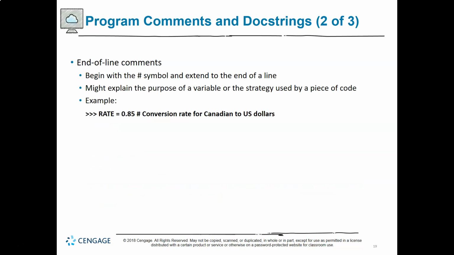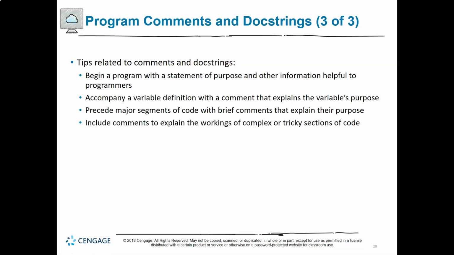And then we actually have another type. We can actually put these at the end of a line to explain something. So we can do the number symbol or the pound symbol, and we could say, all right, so rate equals 0.85, and then we could say, all right, but this isn't going to display anything on the screen, it's just embedded in our content, is the conversion rate for Canadian to US dollars. So it's a quick way that we can explain content and what's happening.